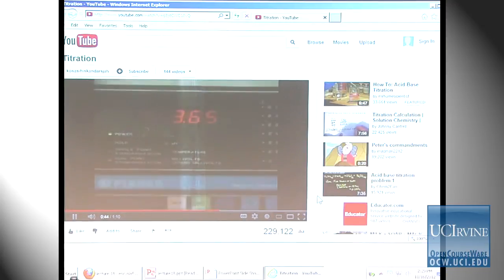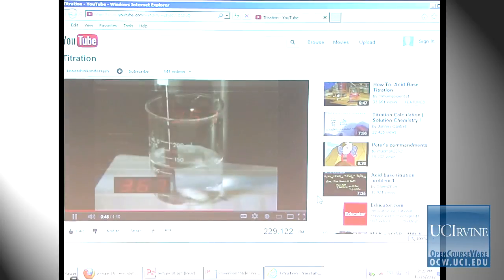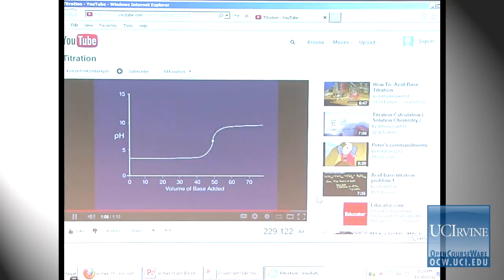This same reaction can be followed using a pH meter instead of an indicator dye. Initially, the pH changes very little as base is added. Suddenly, the pH changes rapidly as the endpoint passes. The solution quickly becomes very basic, and again, the pH changes very little. The endpoint occurs at this middle point on the curve.